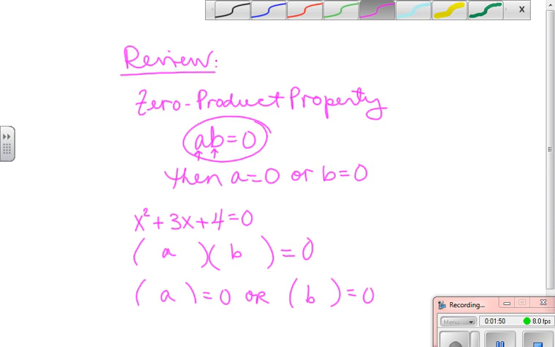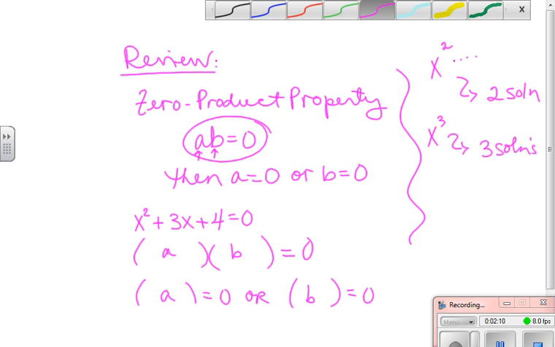Now remember, the other key piece here is whatever your power is. If I have an x squared thing, then I have up to 2 solutions. I could have 0, I could have 1, I could have 2, and we've talked about that already. If I have an x cubed thing, then I could have up to 3 solutions. So that exponent tells you how many potential solutions. Some of them could be repeats, they could be imaginary numbers, but you have an idea how many you're looking for before you get started.